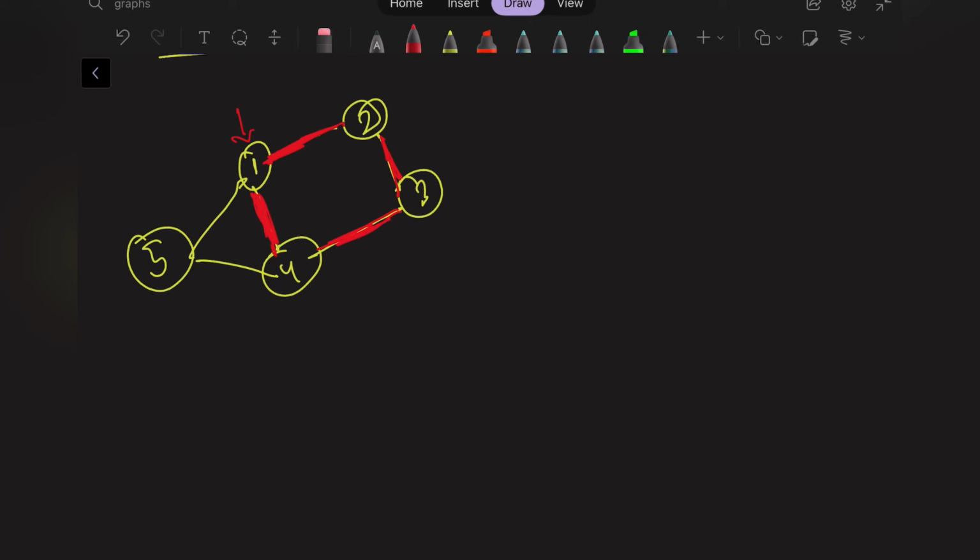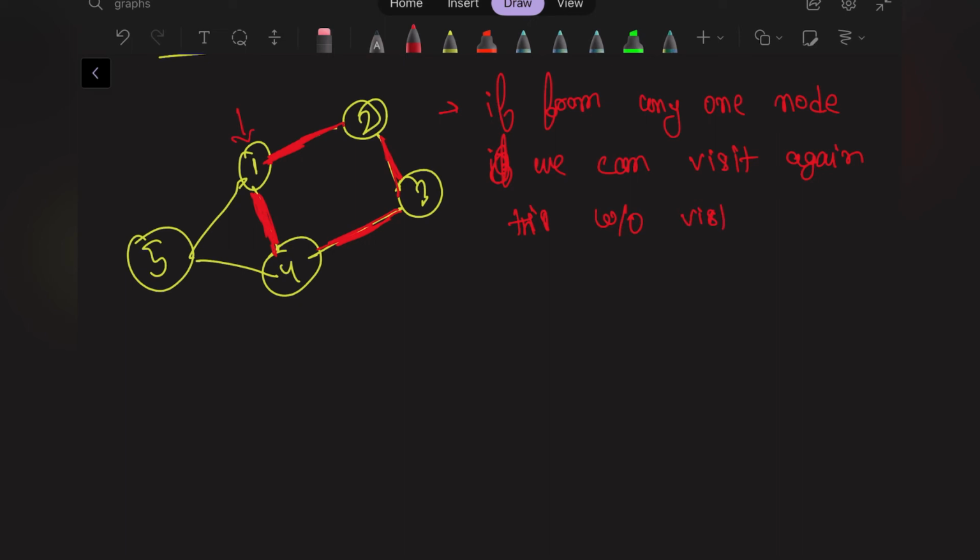So what is a cycle graph? If from any one node we can visit this node again without visiting any edge twice, then it is cyclic, or there is a cycle in the graph.